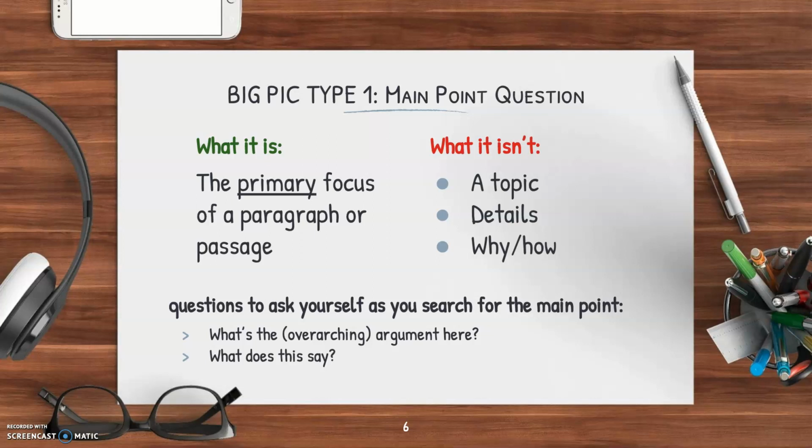There's a few questions you can ask yourself as you're searching for the main point in a passage or a paragraph. And the first one is, what's the overarching argument here? And the second question you can ask yourself is simply, what does this say?